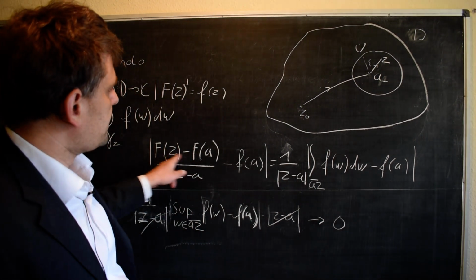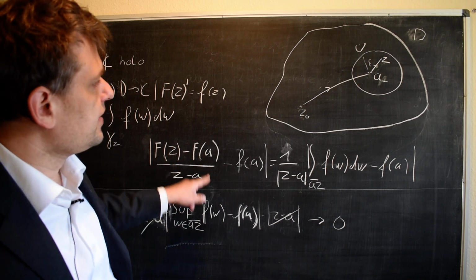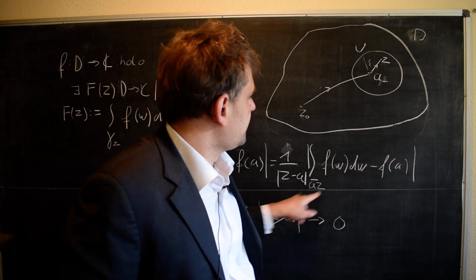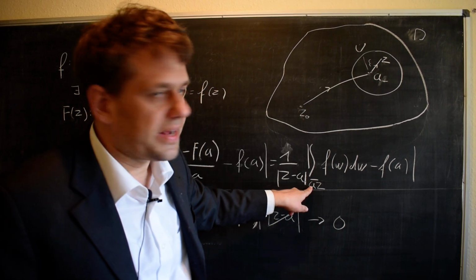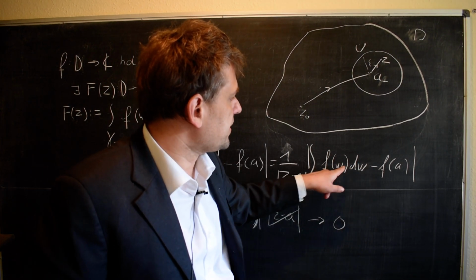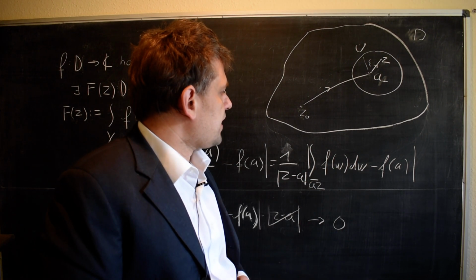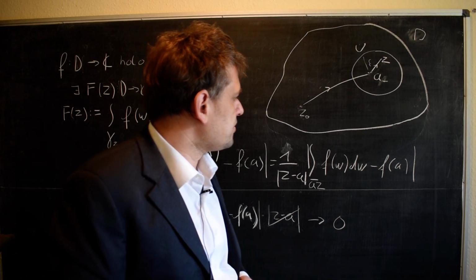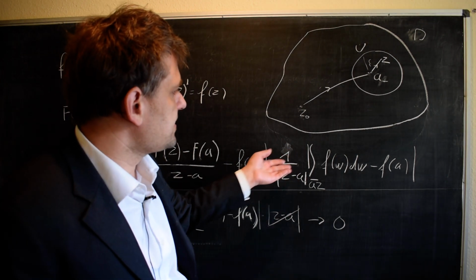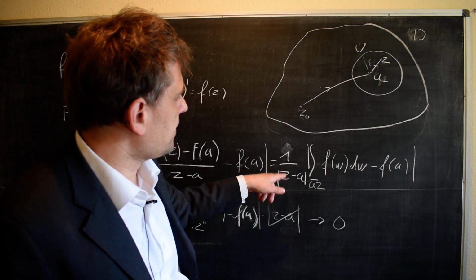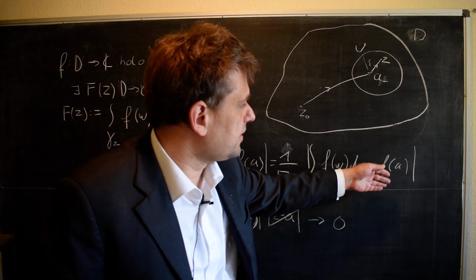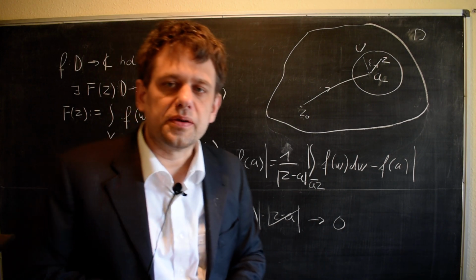So the difference between these two, between F of z and F of a, is just the integral along this line segment here, which I have called the line segment from a to z. So this is this integral here, f(w) dw, and everything else stays the same. We still divide by the absolute value of z minus a, and we still subtract the value of f at the point a.